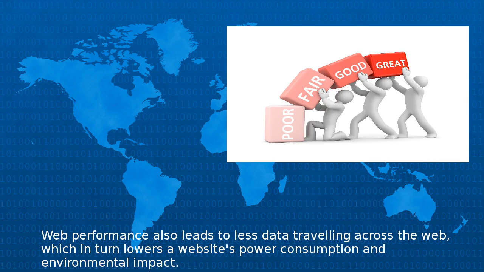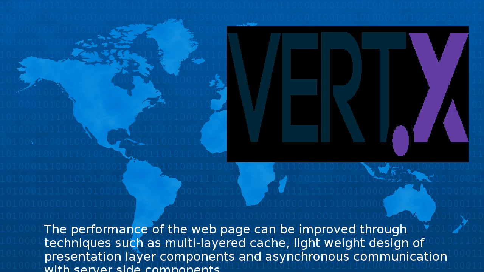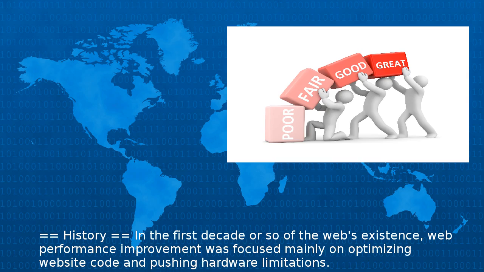Web performance also leads to less data traveling across the web, which in turn lowers a website's power consumption and environmental impact. Some aspects which can affect the speed of page load include browser, server cache, image optimization, and encryption, for example SSL, which can affect the time it takes for pages to render. The performance of the web page can be improved through techniques such as multi-layered cache, lightweight design of presentation layer components and asynchronous communication with server-side components.